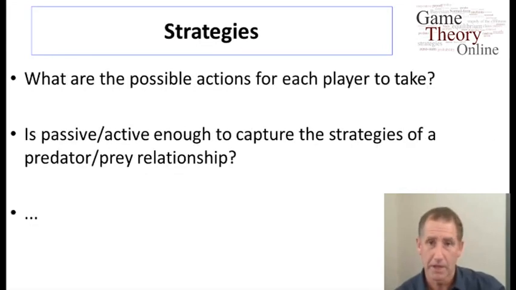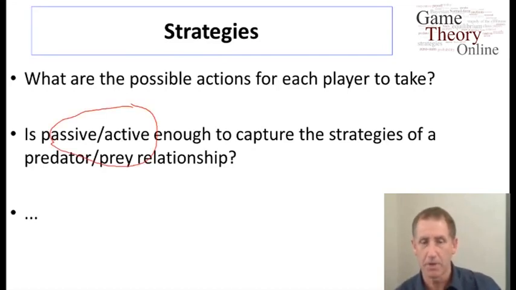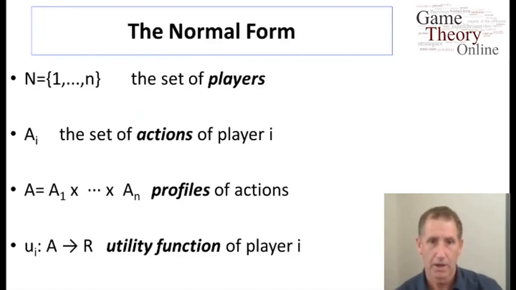Once we do this, we need to decide what are the strategies that are available to them. Every model captures some information, not others. So, for example, is speaking about active versus passive enough to capture everything we want about the relation between predators and prey? Well, it's up to us what we want to model. And the same goes for all other elements of modeling.